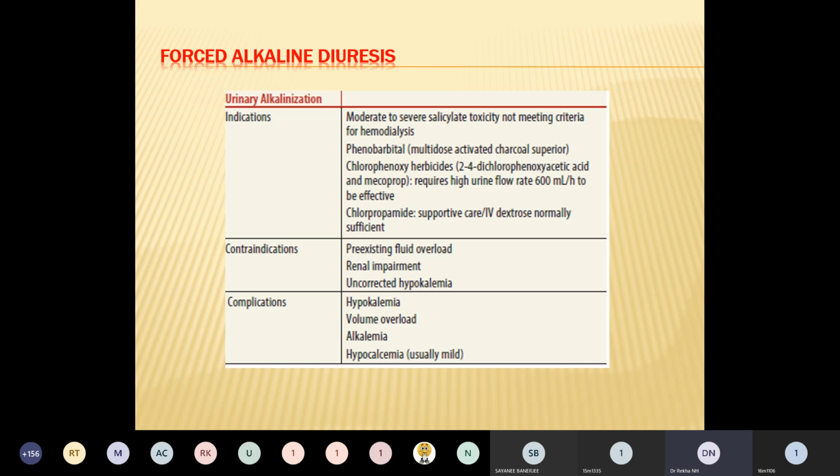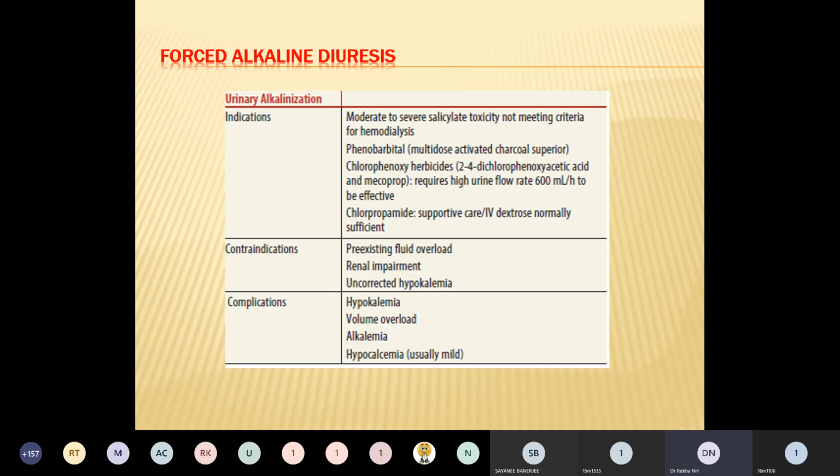So again, the indication for urinary alkalization is salicylate toxicity, and mainly phenobarbital toxicity. Contraindications for urinary alkalization are patients who have cardiac dysfunction or LV dysfunction, who have pre-existing fluid overload, or pre-existing uncorrected hypokalemia. So these are the contraindications for urinary alkalization.